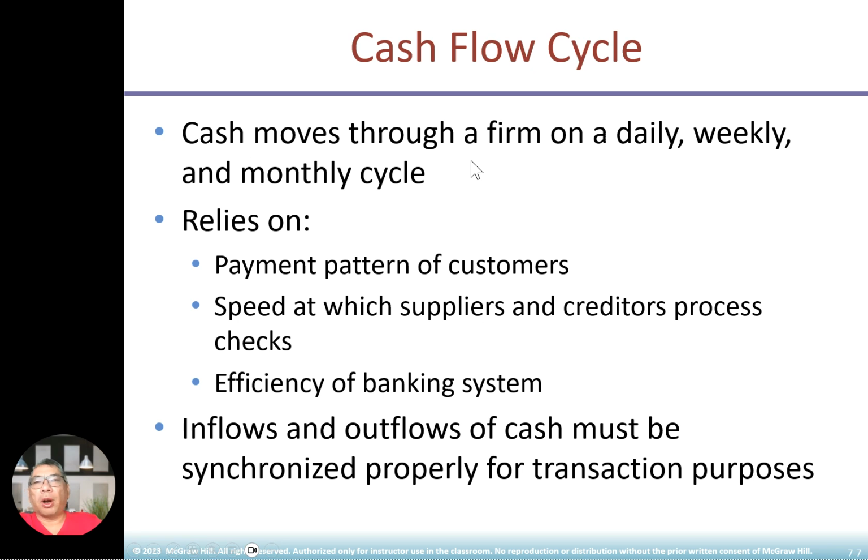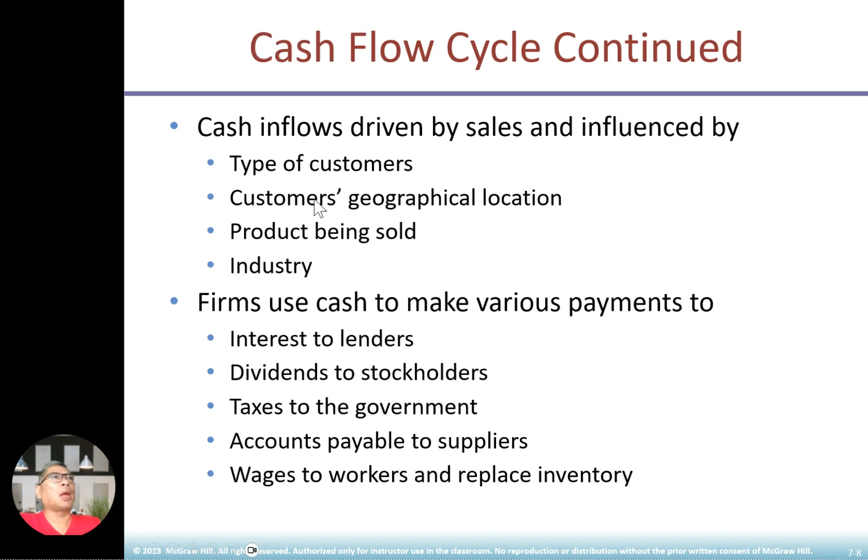Cash moves through a firm on a daily, weekly, and monthly cycle. It relies on the payment patterns of customers, the speed at which suppliers and creditors process checks, and the efficiency of the banking system. Inflows and outflows of cash must be synchronized properly for transaction processes. Cash inflows differ by sale, influenced by the type of customer, geographical location, product being sold, as well as the industry itself. Different industries have different patterns of cash inflow.